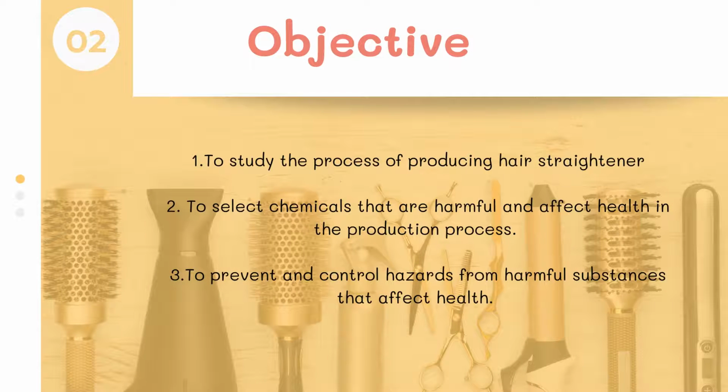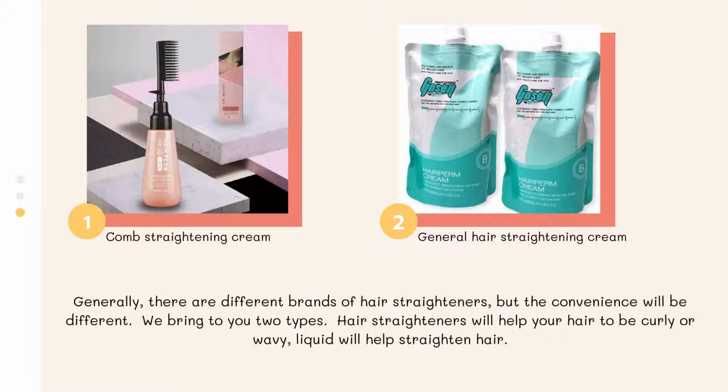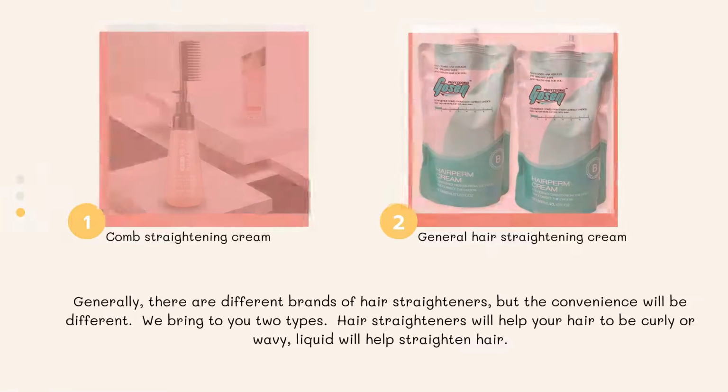My objective is to study the process of producing hair straightener, to select chemicals that are harmful and efficacious in the production process, and to prevent and control hazards from harmful substances that affect health. Today, we will present two of these: comb straightening cream and general hair straightening cream.